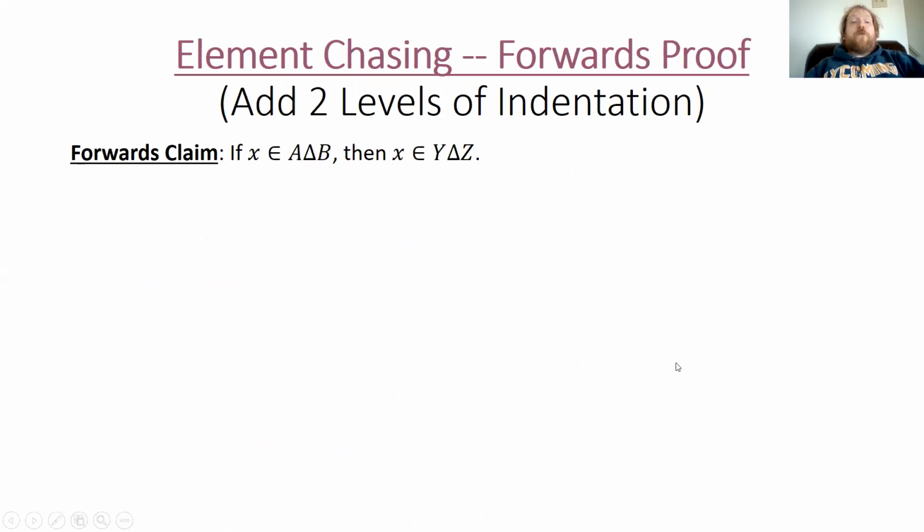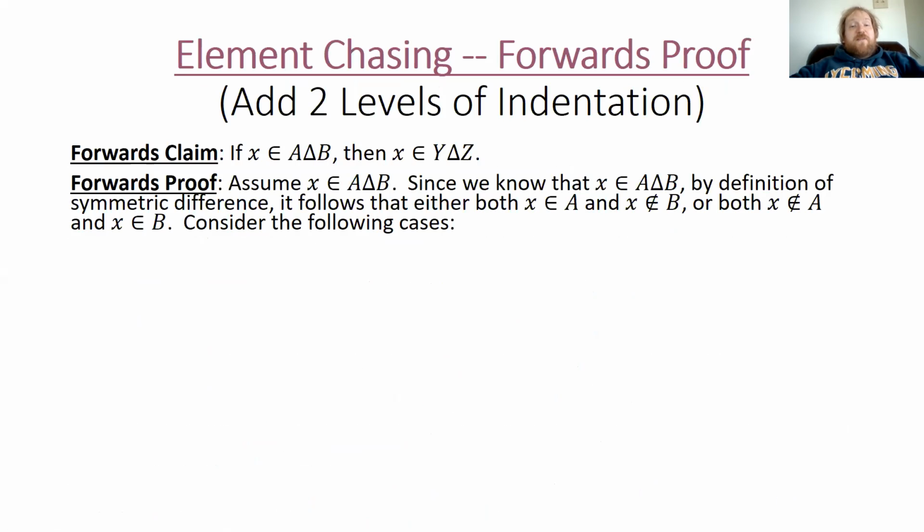So to do our forwards claim, if x is in A symmetric difference B, then x is in Y symmetric difference Z. We'll assume the if part, assume that x is in A symmetric difference B. Since we know that x is in A symmetric difference B, by definition of symmetric difference, it follows that either both x is in A and x is not in B, or both x is not in A and x is in B. So now we need to split into cases.